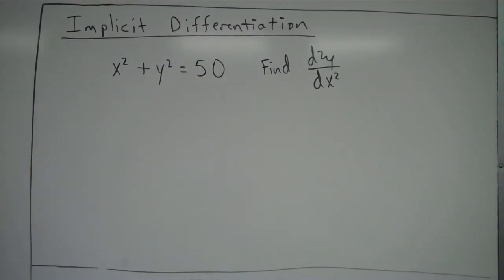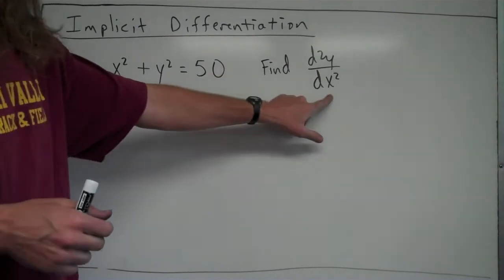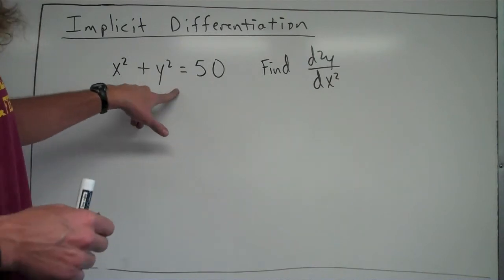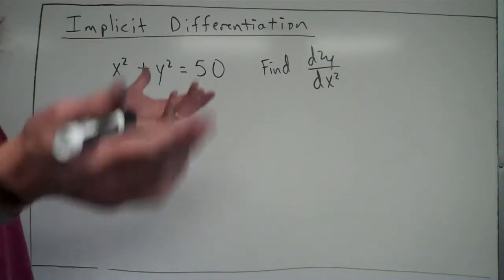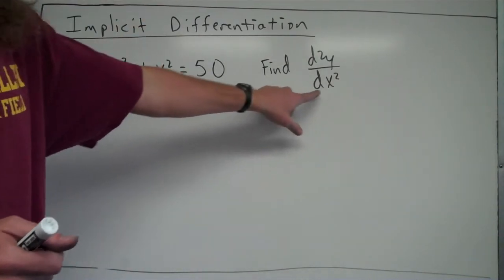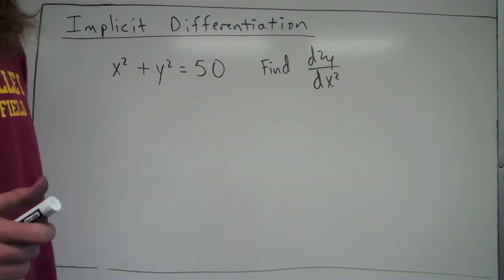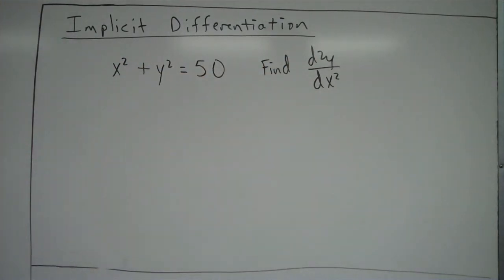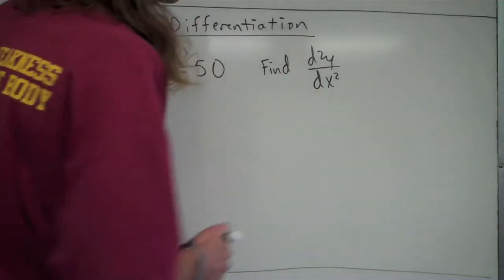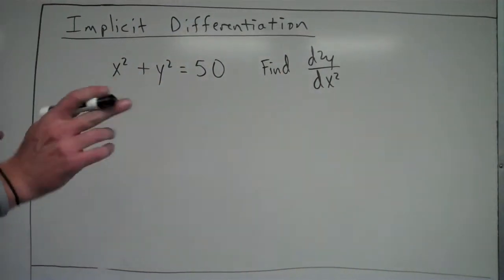Alright, so we are going to go ahead and work on finding the second derivative of an implicitly defined function. So notice the notation right here. When you're working with an implicitly defined function, the first derivative, they usually say find dy over dx. This is what the second derivative looks like, d squared y over dx squared. It looks a little bit funky, but all that means is the second derivative. That's it. Just means find the second derivative.